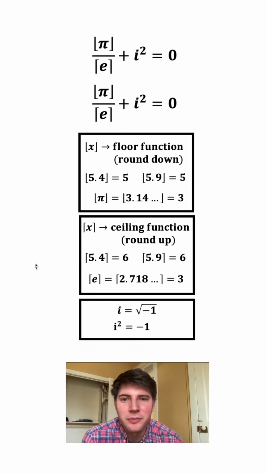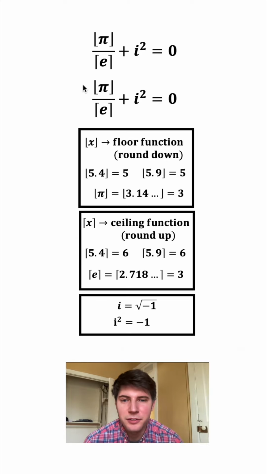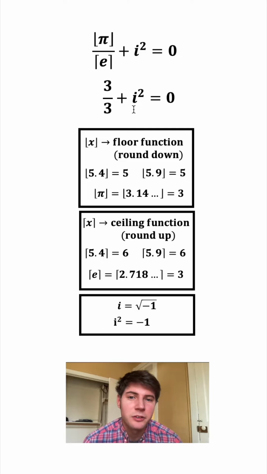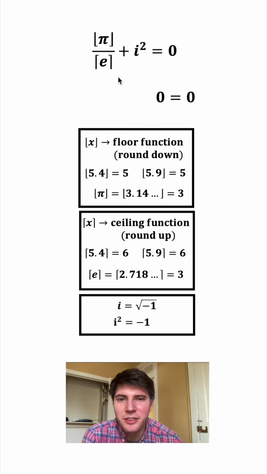So now let's plug in some values. So the floor of pi, it rounds down to 3. The ceiling of e rounds up to 3. And then we said i squared was equal to -1. Well, 3 over 3 is equal to 1, and 1 plus -1 is 0. Since 0 equals 0, this is a true statement.